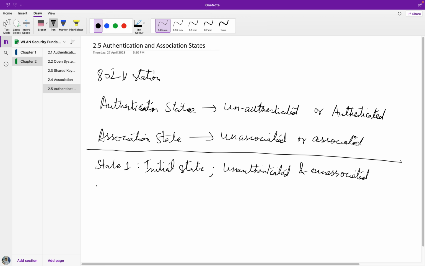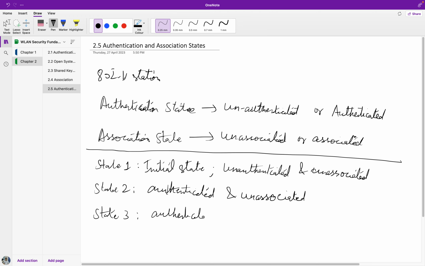Now state number two, a client gets authenticated first, right? Layer 1 auth, a client is authenticated and unassociated. That is state number two. Or state number three, a client is authenticated and associated.